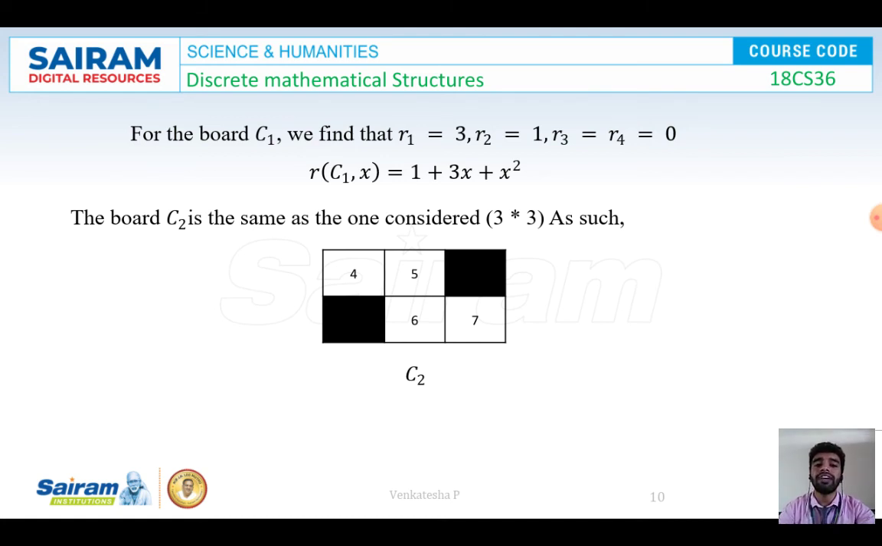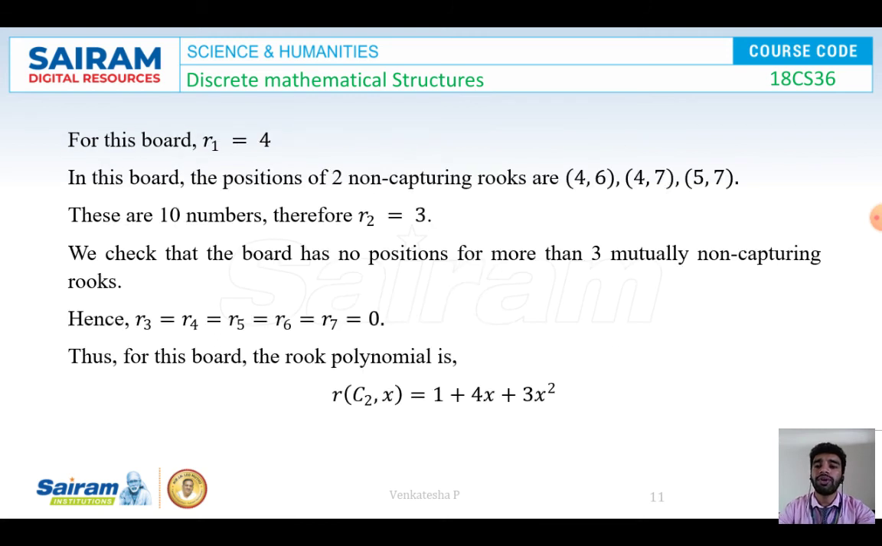So the board C2 has R1 equal to 4. In this board, the 2 non-capturing rooks are 4, 6, 4, 7, 5, 7, so R2 will be equal to 3. And we are unable to find 3 non-capturing rooks, so the value from R3 to Rn will be equal to 0. So the rook polynomial for the C2 board is RC2 of x is equal to 1 plus 4x plus 3x square.